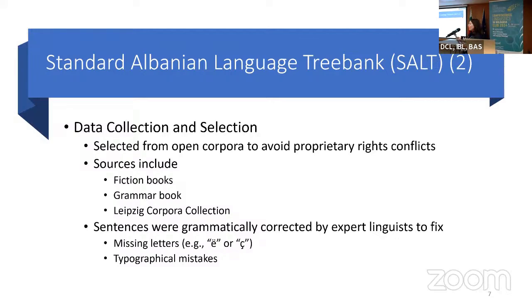by the linguists for missing letters, because usually when you write something in Albanian nowadays, we don't use two letters, ë and ç, and there can be some typographical mistakes. This was because in the open Leipzig corpora there is text that is not correctly written in Albanian, because it is collected from the web. And if you search the web for Albanian content, you can see that there are a lot of mistakes in the text.